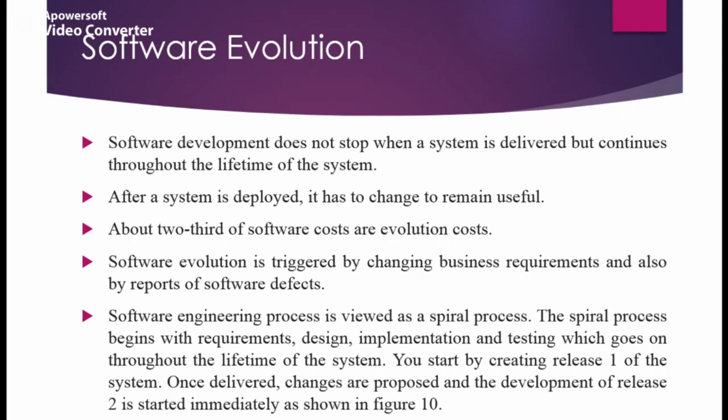Let us now discuss software evolution. I told you that software development does not stop when a system is delivered, but continues throughout the lifetime of the system. I said this in the beginning. So it's a continuous process. Once the system is deployed, it has to change to remain useful. If you want to use your system for a long period, then you have to keep on changing your system.